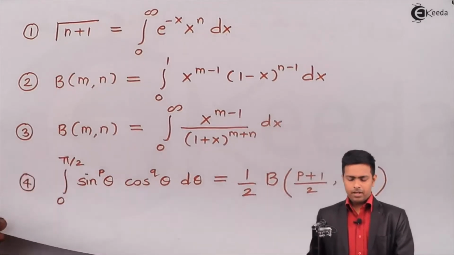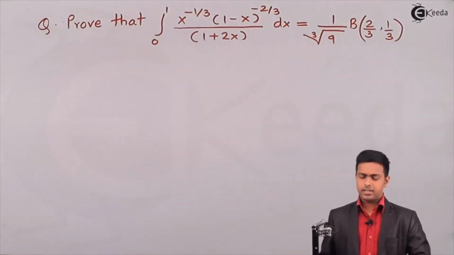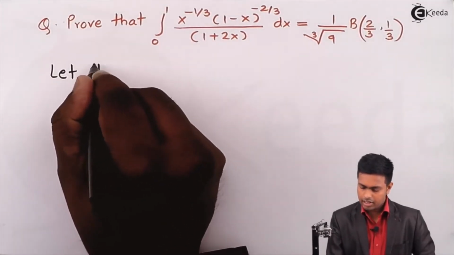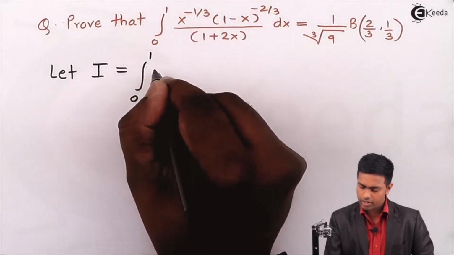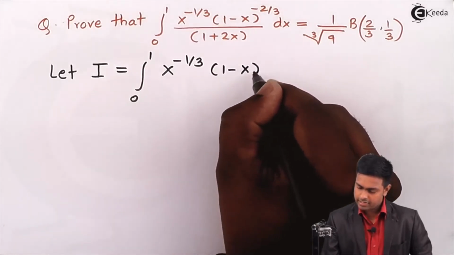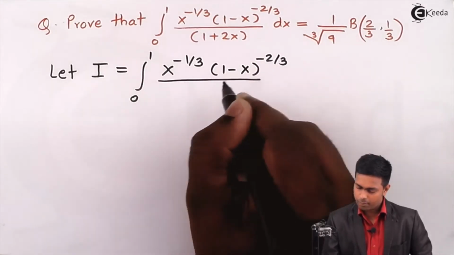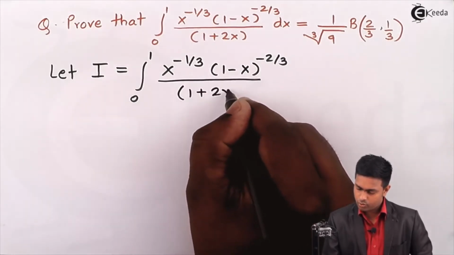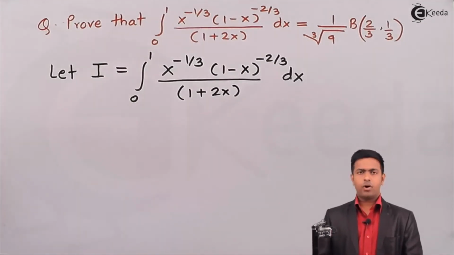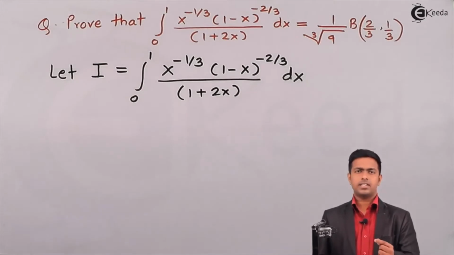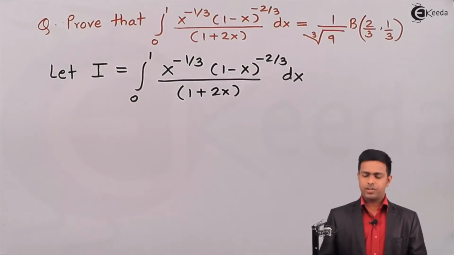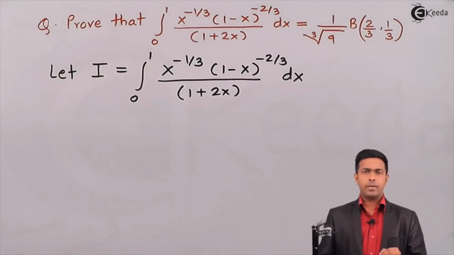So let's start. First of all, I'll consider our integration as I. Let I be equal to the integration from 0 to 1 of x raised to minus 1 upon 3, 1 minus x raised to minus 2 upon 3, whole upon 1 plus 2x dx. To convert this integral into the form x raised to m minus 1, 1 minus x raised to n minus 1, we already have the term 1 minus x raised to minus 2 by 3. It means we just want the term x raised to m minus 1.